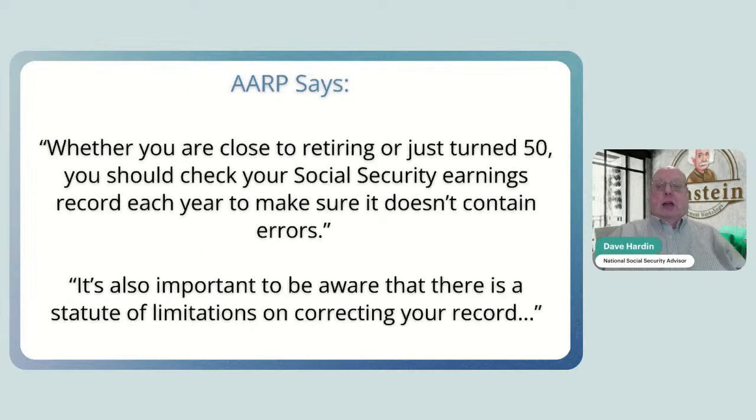All right. This is what AARP says: whether you're close to retiring or you're just turning 50, you should check your Social Security earnings records every single year and make sure it doesn't contain errors. It's also important that you're aware that some of those have statutes of limitations on them. You should not delay in doing this.